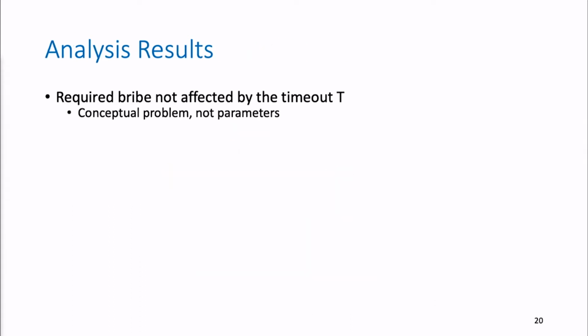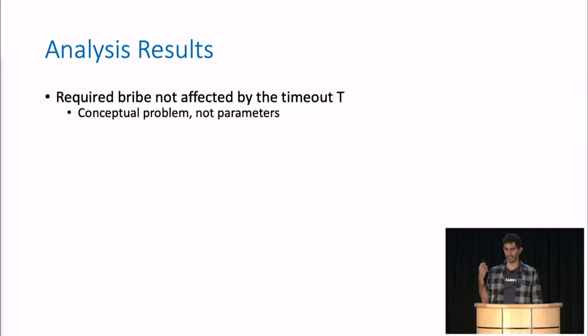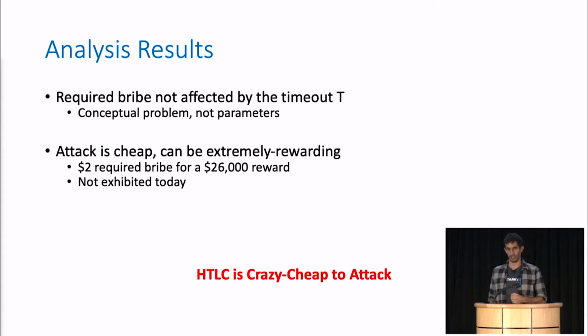The results. The required bribe is independent of the timeout. This means this is a conceptual problem, and simply increasing the timeout does not help. We also analyzed the actual cost and found instances on the Bitcoin main network where a $2 bribe could have resulted in a $26,000 reward. So the attack is really, really cheap and really profitable. I'll say that we haven't exhibited actual instances of the attack, just the attack opportunities. So we say HTLC is crazy cheap to attack.